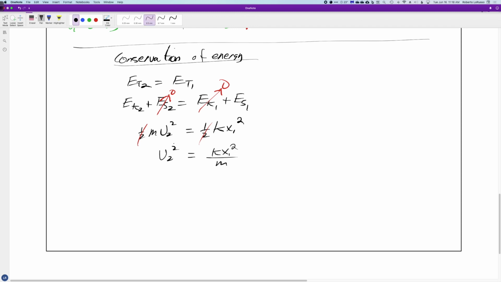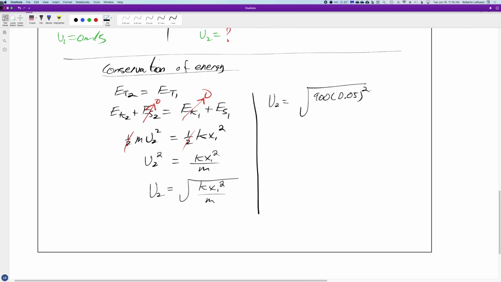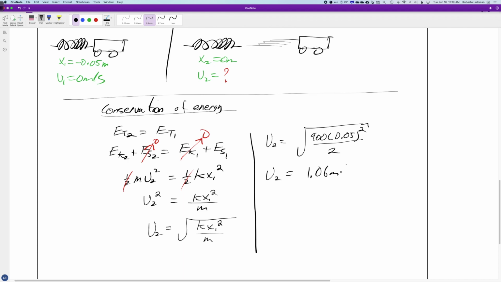And then finally, to get rid of the square, we have to take the square root. So we take the square root of both sides, that gives me kx1 squared divided by m. So v2 is equal to the square root of 900 times 0.05 all squared divided by 2. And we get 1.06 meters per second squared.